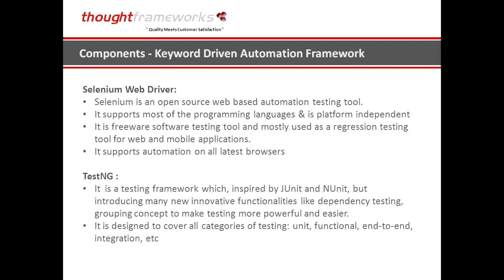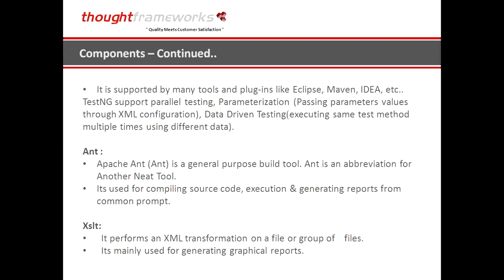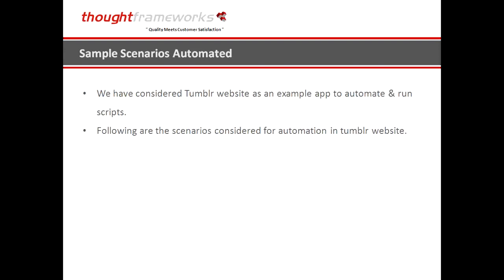The next component is TestNG. It's a testing framework which is inspired by JUnit and NUnit, which has most of the innovative functionalities like dependency testing, parallel execution, XML configuration, etc., which has made the testing very powerful and easier. The next component is Ant. It's by Apache. It's a general purpose build tool which is used for compiling, execution, and generating reports from command prompt. And the last component is XSLT. It is used for an XML transformation on a file or a group of files. It is mainly used for generating graphical reports.